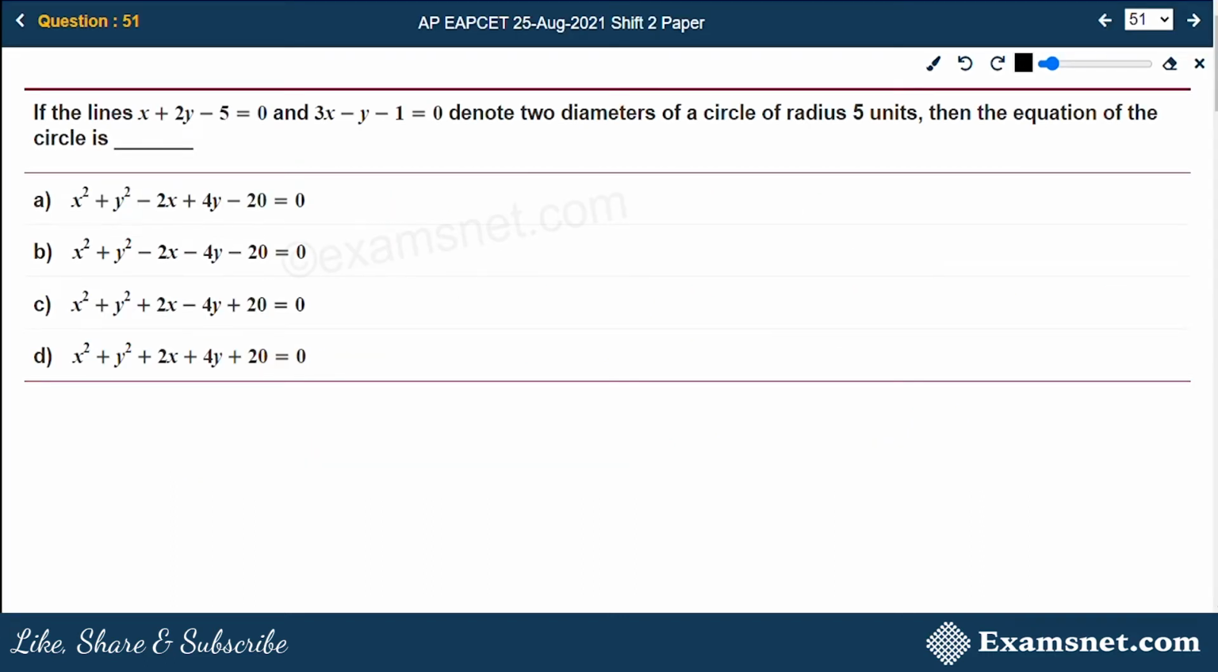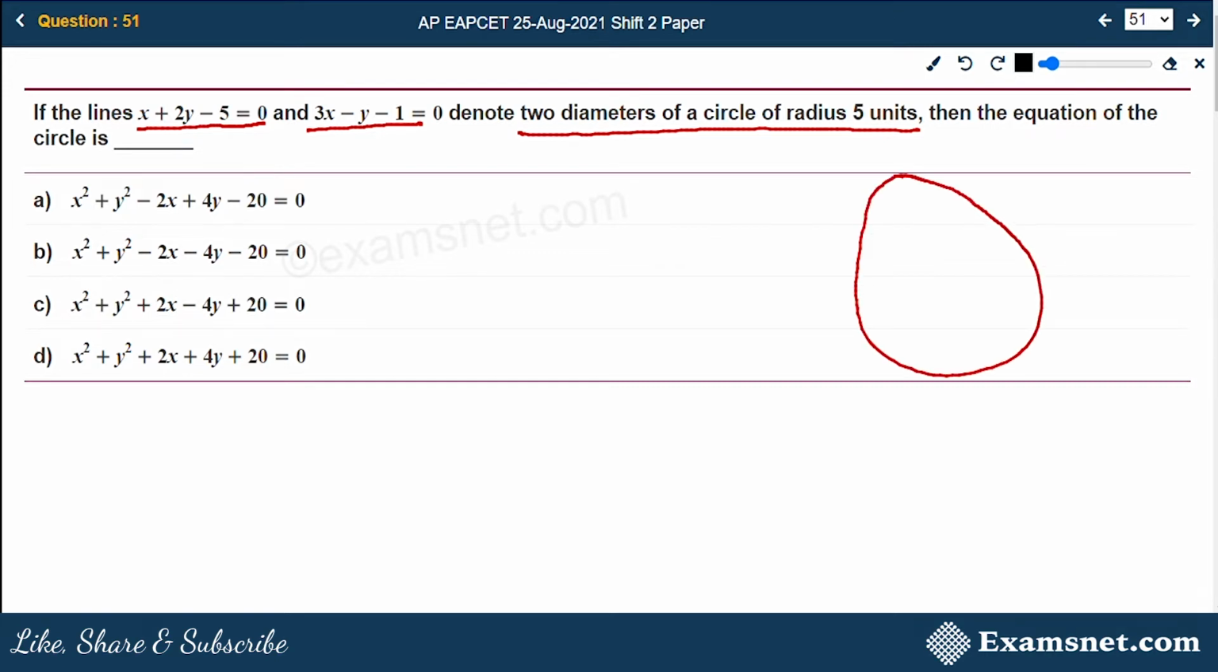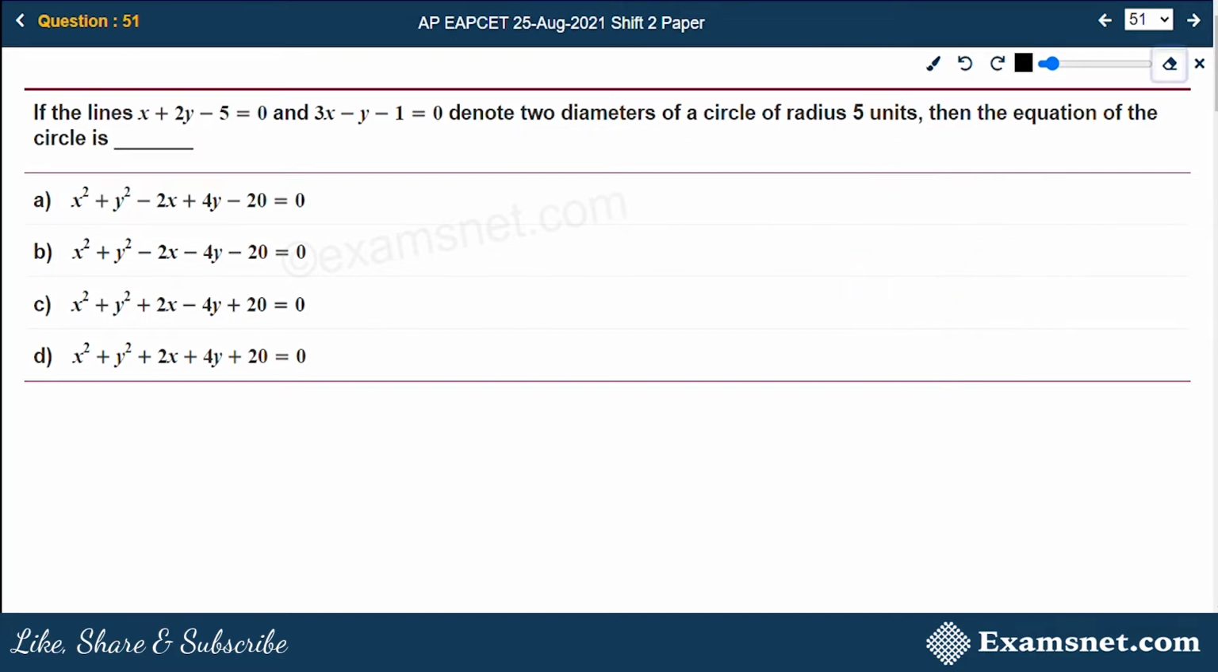Question number 51. If the lines x plus 2y minus 5 is equal to 0 and 3x minus y minus 1 is equal to 0 denote two diameters of the circle of radius 5 units, then the equation of the circle is. See, this is the circle. These two lines represent the diameters of the circle.